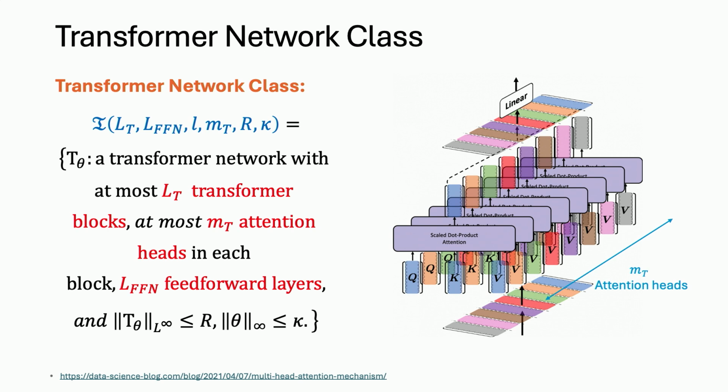When we train a transformer, we need to specify how large the transformer is. So here we have some parameters. L_T is the depth of the transformer, how many layers of transformer blocks we are going to put. It's an important quantity. And M_T is the width of the network. So how many attentions are we going to put in parallel in every layer? This is by M_T. And then the transformer also has the feed-forward part, which we put the depth as L_FFN.